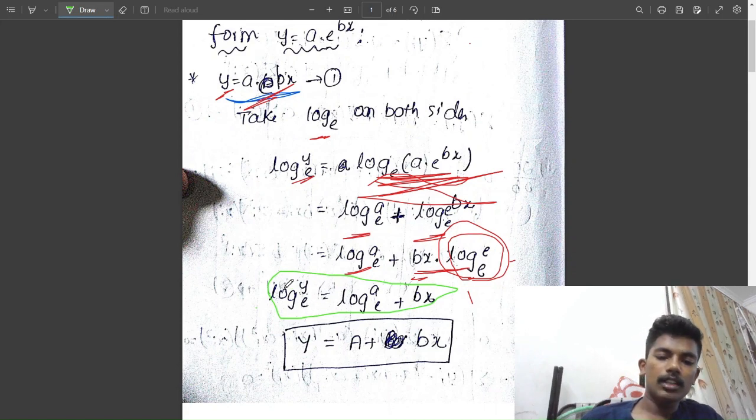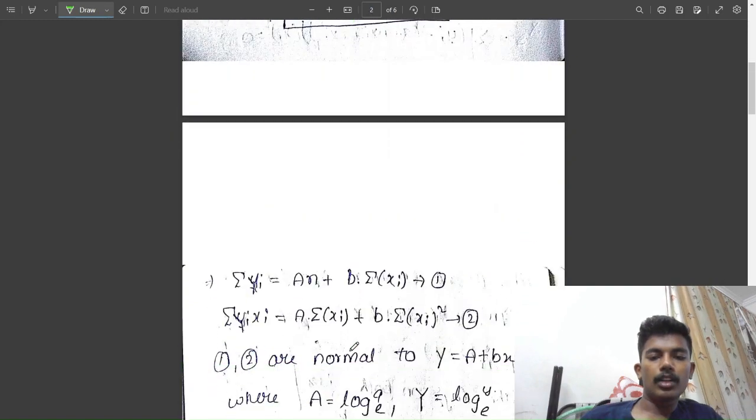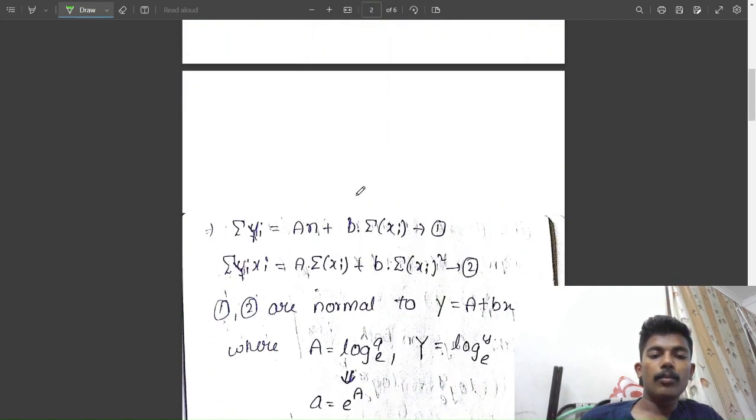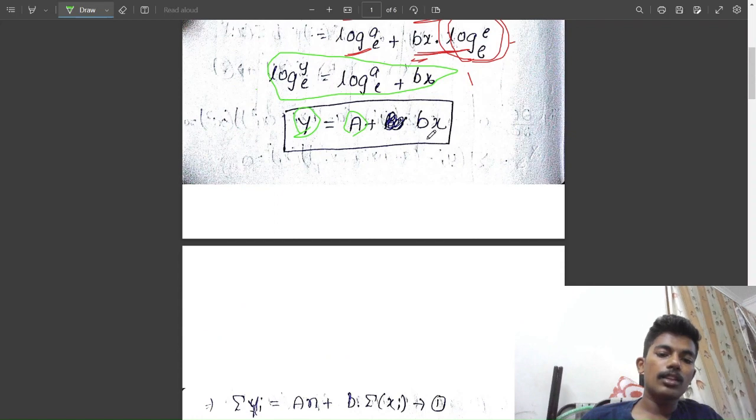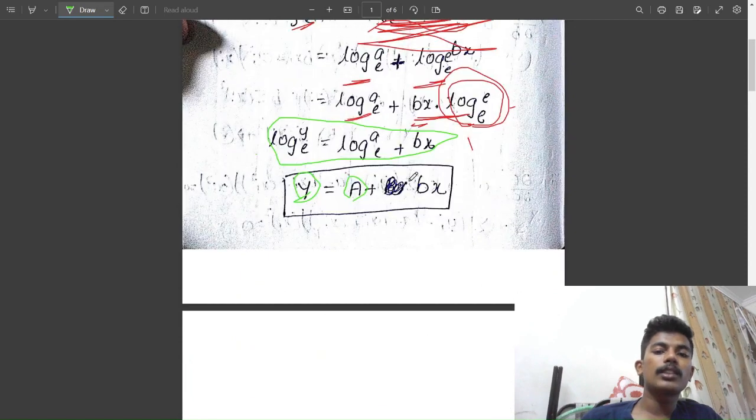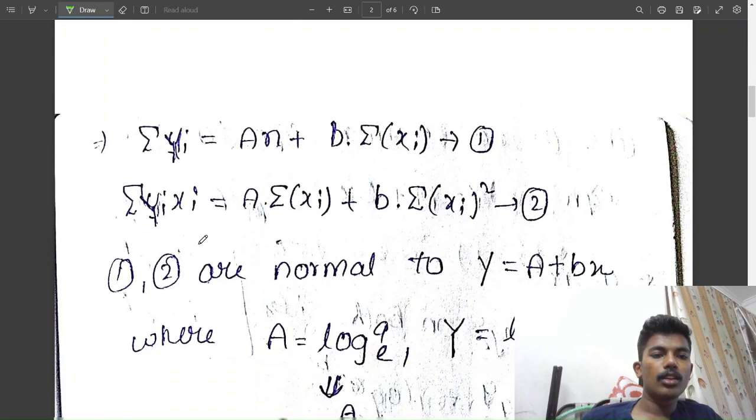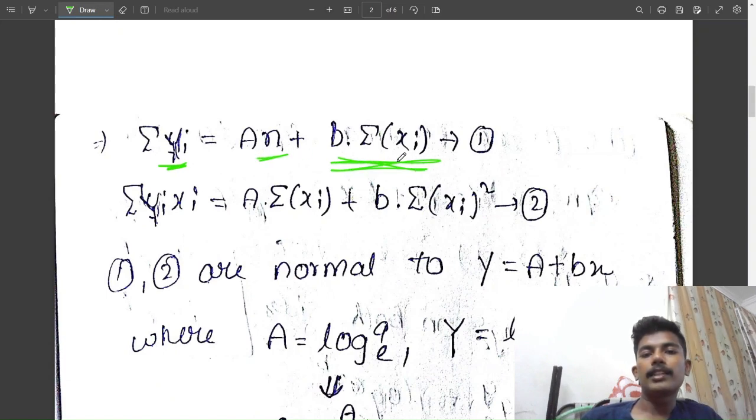So, let us consider log y to the base e as capital Y and log a to the base e as capital A. Now, for this equation, we have to find the normal equations. So, the normal equations for this obtained equation are given by sigma yi is equal to an plus b into sigma xi.